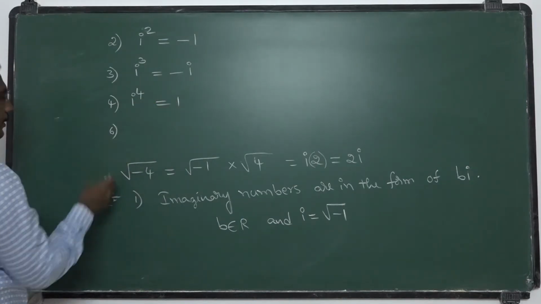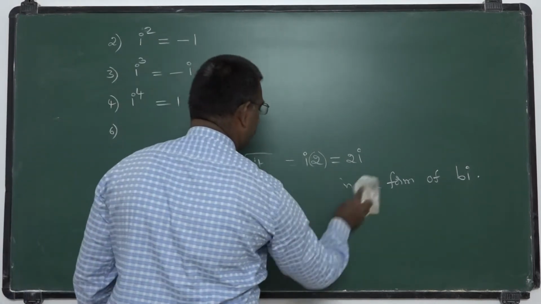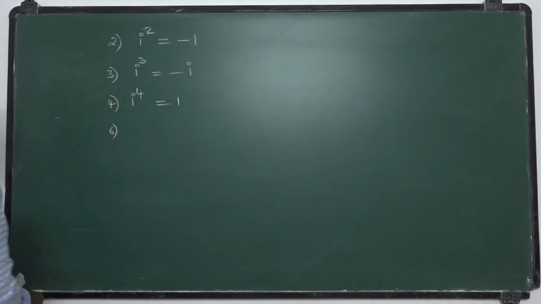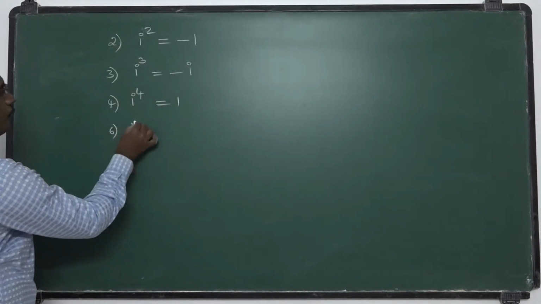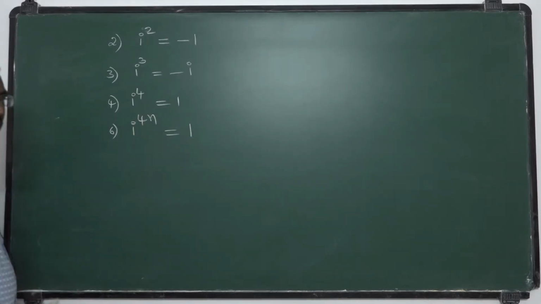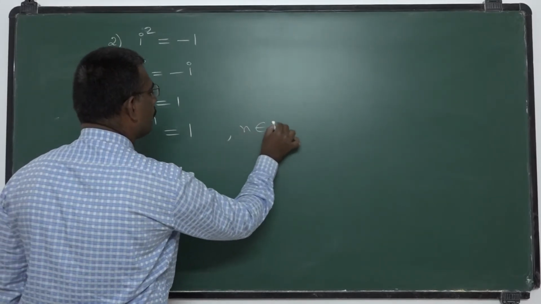So similarly, i power 4n is equal to 1, where n is any integer, n belongs to Z.